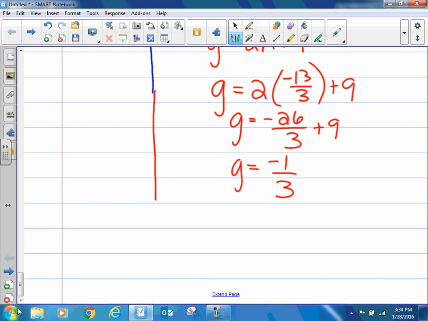Okay, so now you're wondering, we have a g and we have an h. Which one is which? Well, when you're doing this, you want to put them in alphabetical order. So g comes before h, so my point is going to be negative 1/3 and negative 13/3.